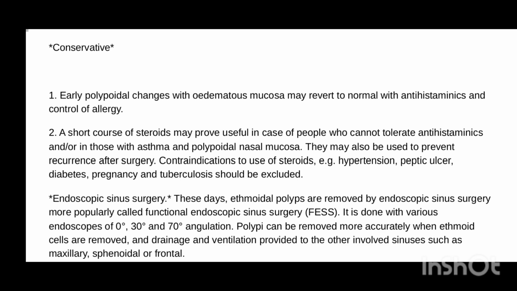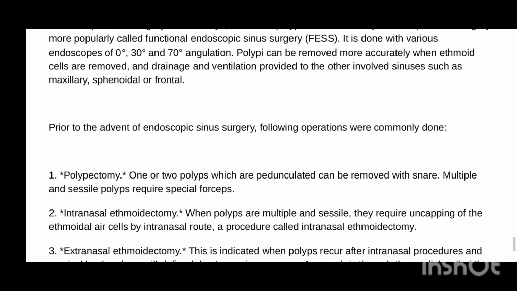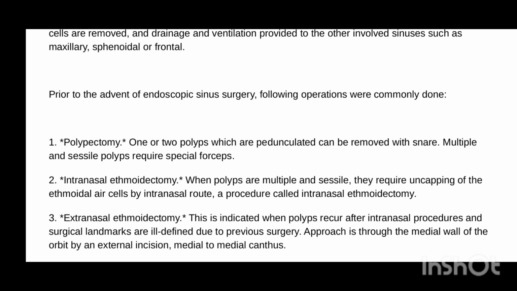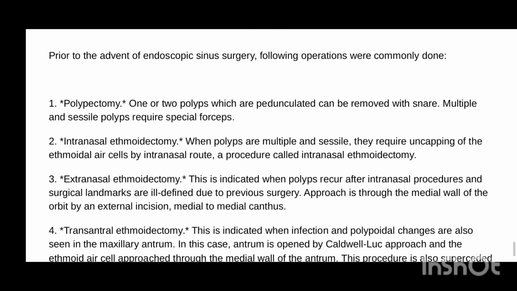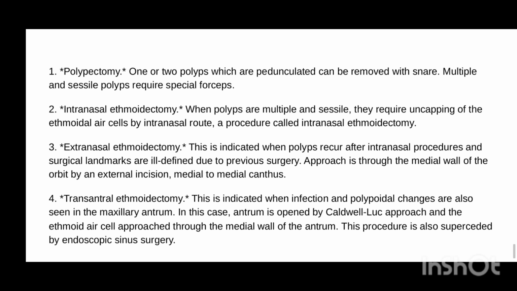And in the surgical approach, we use endoscopic sinus surgery as the main one. Prior to endoscopic sinus surgery, a surgeon used to remove it by polypectomy. Intranasal ethmoidectomy means that we approach the ethmoidal air cells by the intranasal approach. Extranasal ethmoidectomy means we approach the ethmoidal air cells by the extranasal approach. And transantral ethmoidectomy is indicated when the polyp has its opening in the maxillary antrum also. So we first do the Caldwell-Luc operation, and then we approach the medial wall of the antrum.